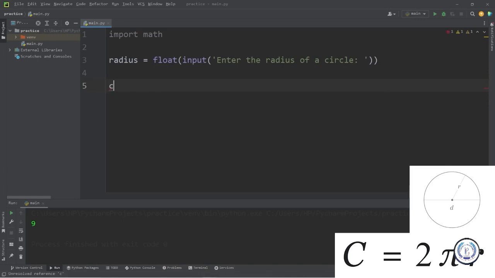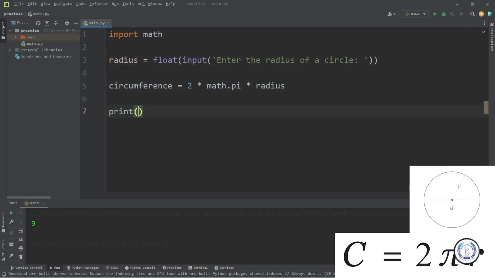To calculate the circumference, again, the equation is 2 times pi. We can get that from the math module, times whatever the radius is. And the user is going to type that in. Then we will print whatever the circumference is. Print, we'll use an F string. The circumference is our variable circumference. Enter the radius of a circle. I'll enter 10. Actually, 10.5.